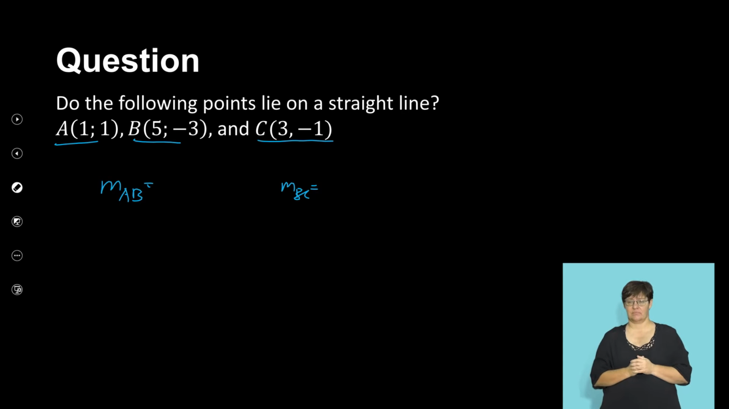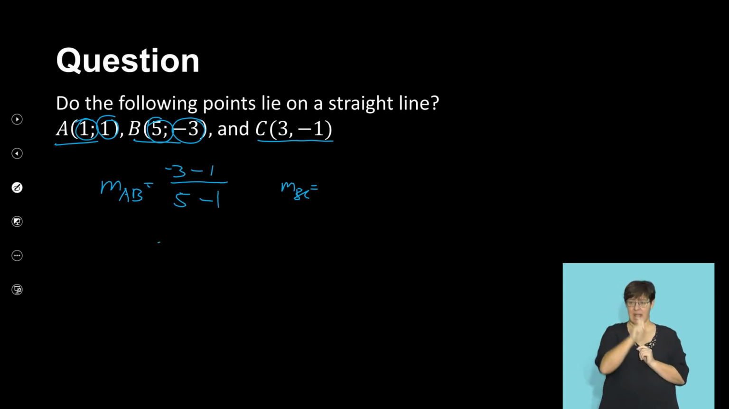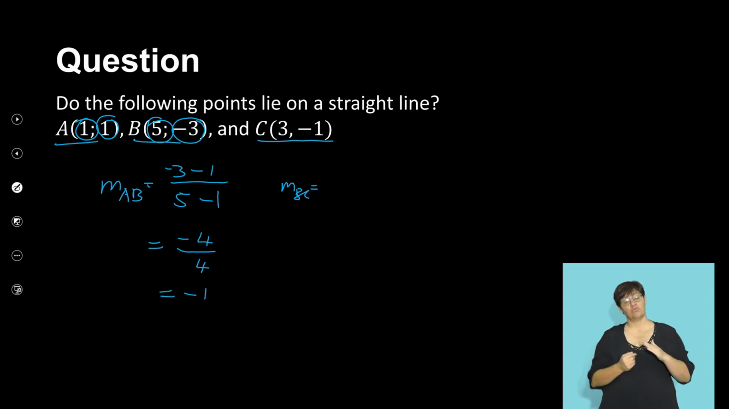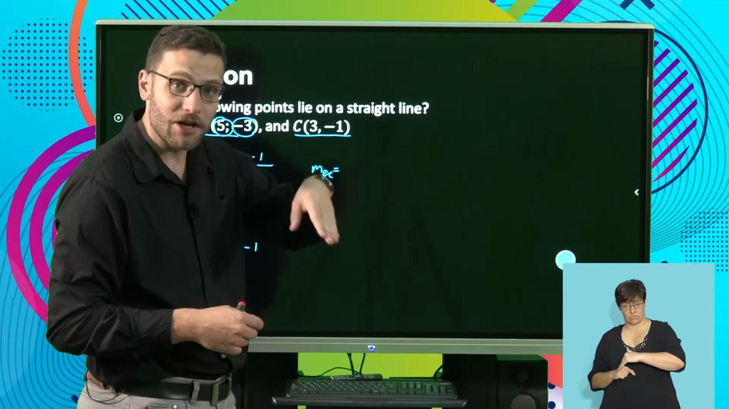Let me just erase here so I've got more space. And what do we do here? We said I'm going to take the y value and subtract the y value. I'm going to take the x value and subtract the x value. What I've got at the top, minus 3 minus 1 is minus 4. And at the bottom, 5 minus 1 is positive 4. And the gradient of the first 2 is minus 1. What did we decide? If it was positive, it was going up. If it was negative, it was going down. So this is a line going down.